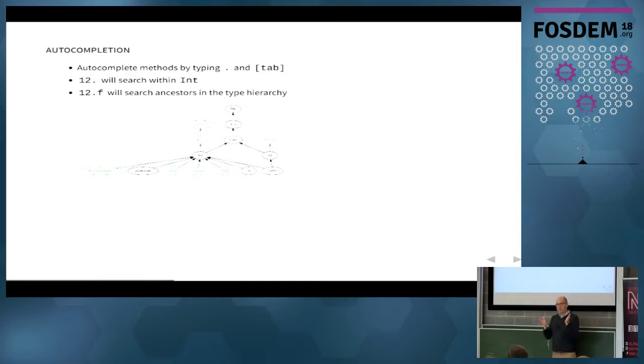You can also autocomplete methods. So if you have a variable or an object or pretty much anything, and you type dot, then you're about to make a method call. And so then if you press tab, it'll look for the methods.